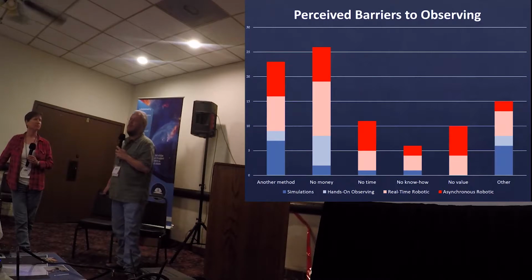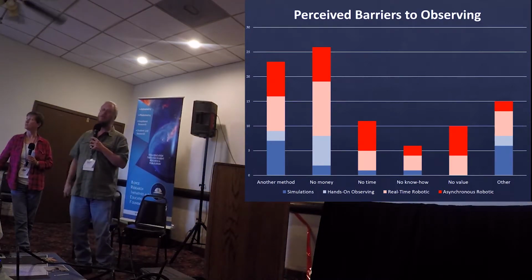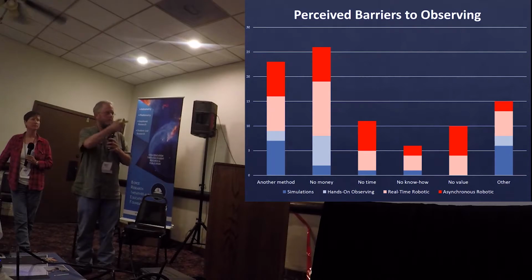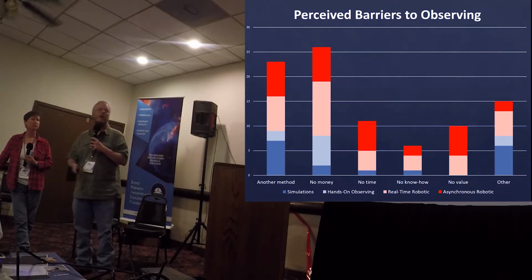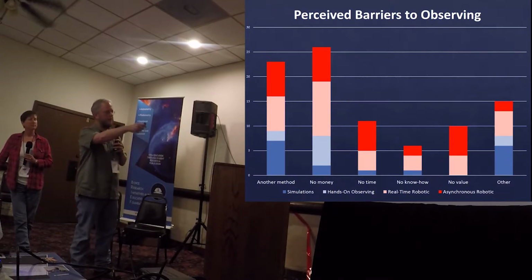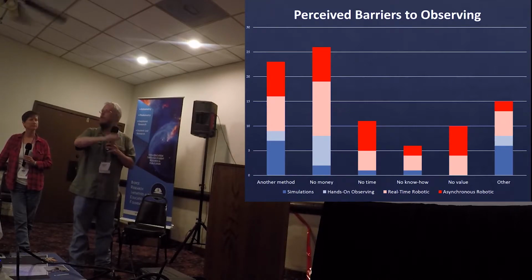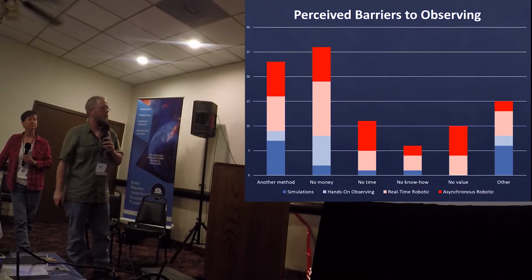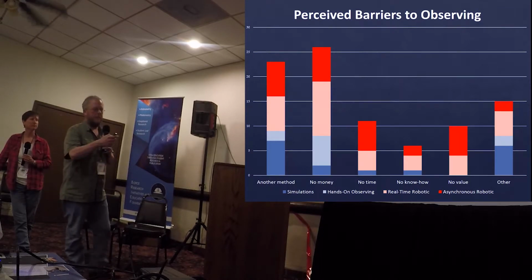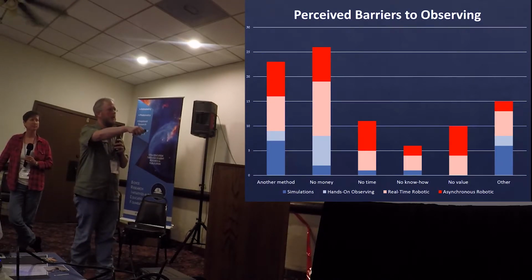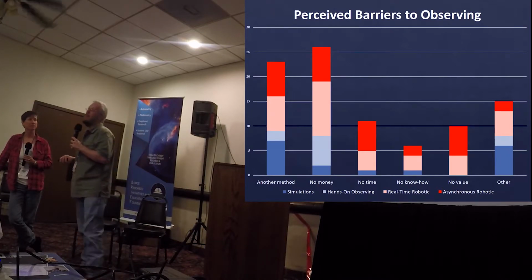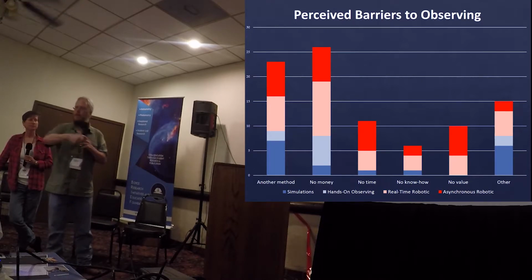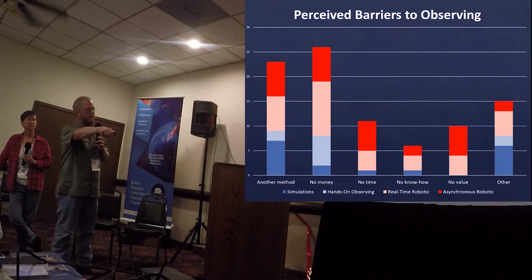We also asked, what are some of the perceived barriers? If you're not using one type of tool or another, why are you not? And so again, the colors are for simulation, hands-on observing, real-time or asynchronous, robotic/remote. For those, if you look, the first column represents that they found another method that they think works better for them, one of the other different methods. But the other kinds of perceived barriers that they have are no money, no time, no know-how, no value, or something else.